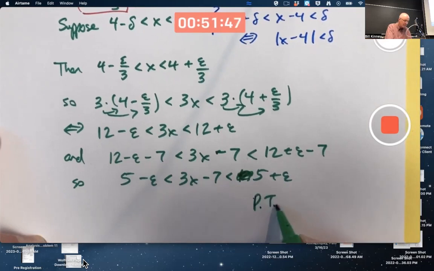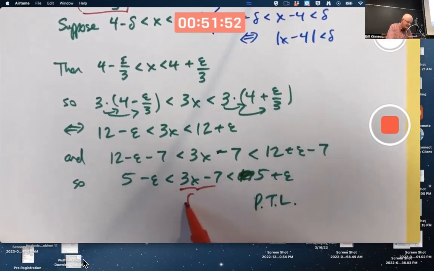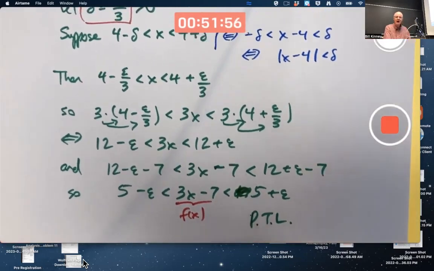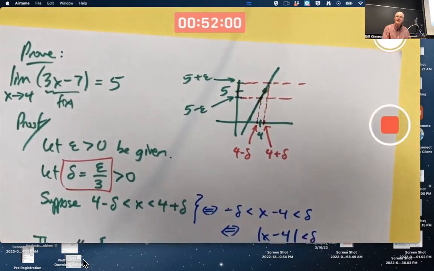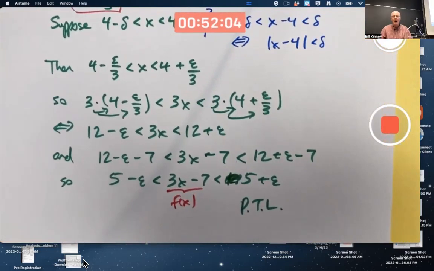Let's write QED. What? Why? Because that's f of x. And that's what I wanted to do. I wanted to show the output f of x is in this interval somewhere between 5 minus epsilon and 5 plus epsilon. Now, this might seem like magic. Like, how did I know that was going to work out? Well, experience. I've done this kind of thing before.